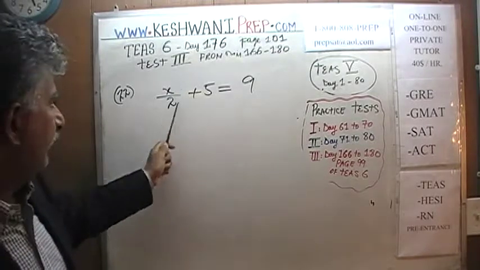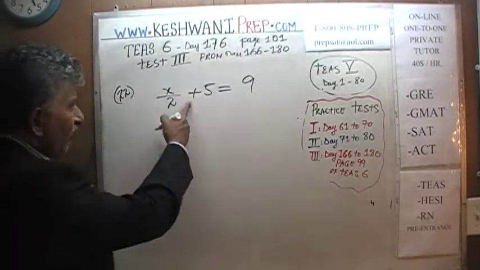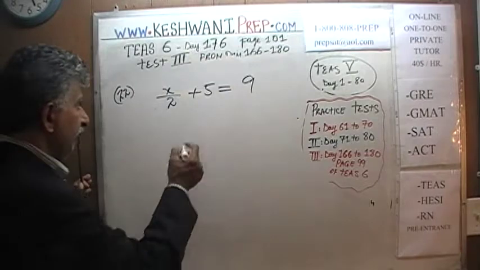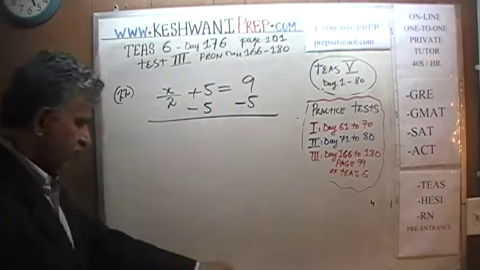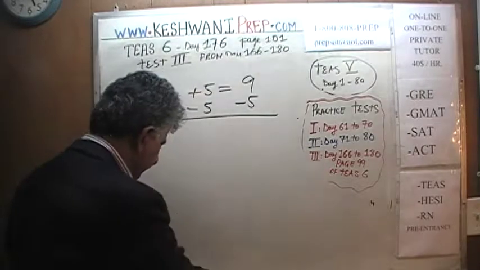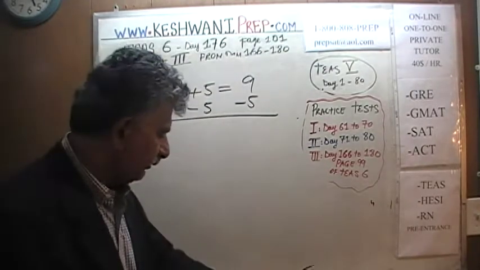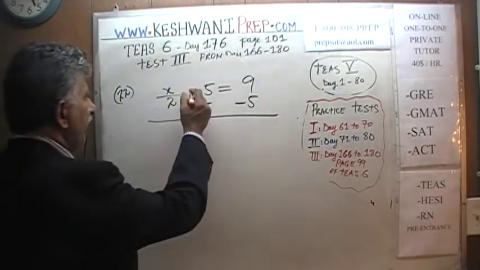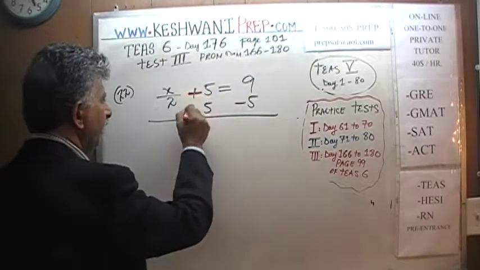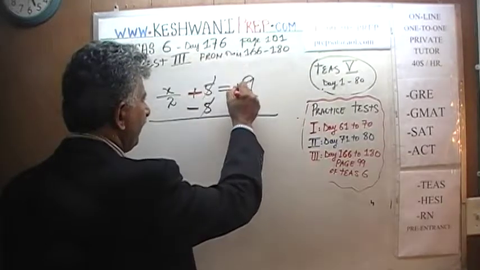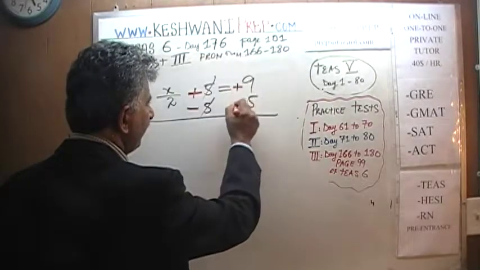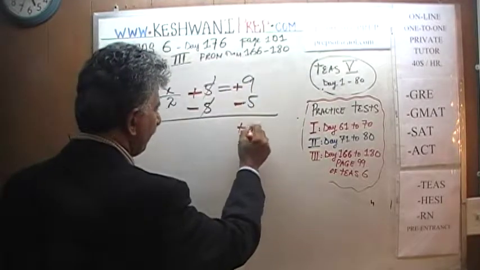The unknown quantity here is x over 2. So let's get rid of this 5. How do we get rid of it? Well, by subtracting 5 from both sides. By subtracting 5 from both sides, we have a positive 5 on this side and a negative 5. They're going to kill each other. On this side, we have a positive 9 and a negative 5, which gives us positive 4.